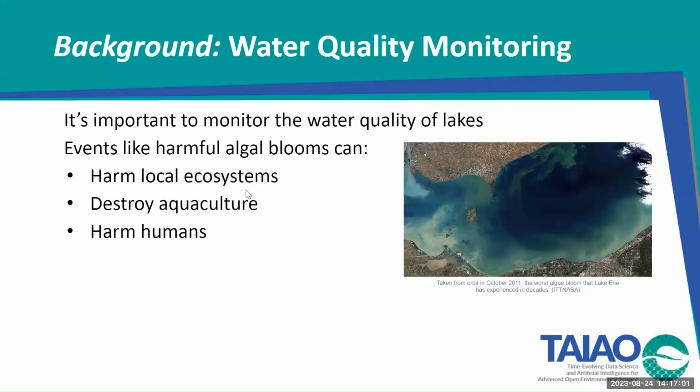So firstly, what is water quality monitoring? It turns out that it's quite important to monitor the quality of water, particularly in lakes. One of the key reasons for this is you get harmful algal blooms. This is where you get a rapid buildup of algae within a lake or water body. And this can be harmful to local ecosystems, aquaculture, and even human health. There have been cases of deaths from this. I don't think in New Zealand, but it's a serious issue. And so lots of lakes all around the world are monitored for their health.